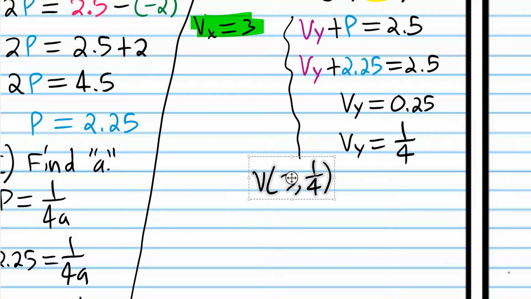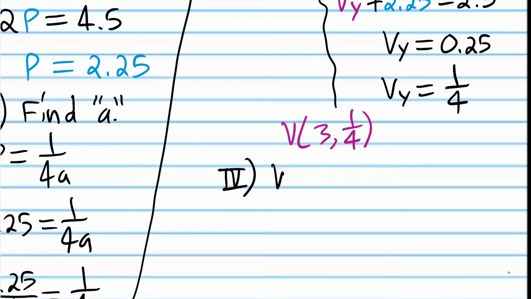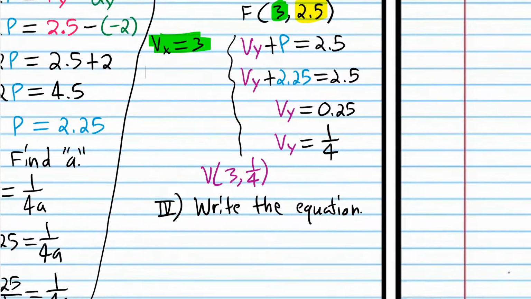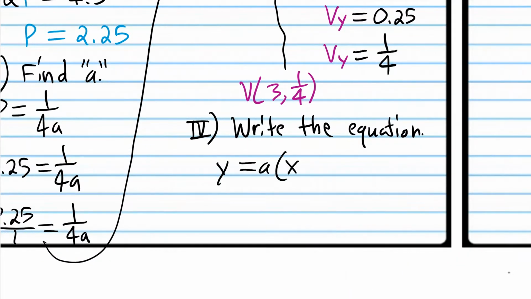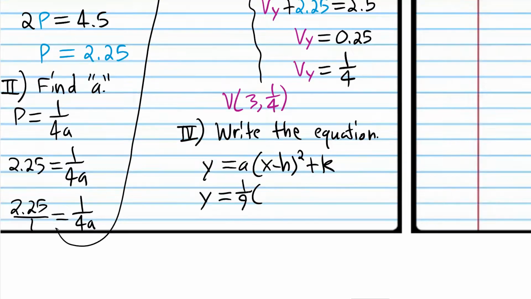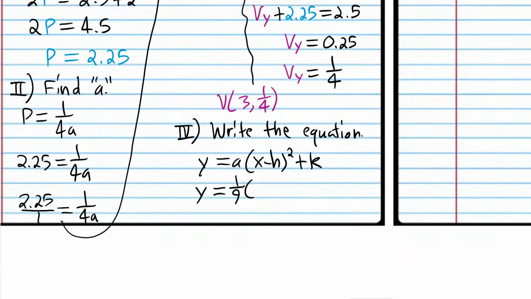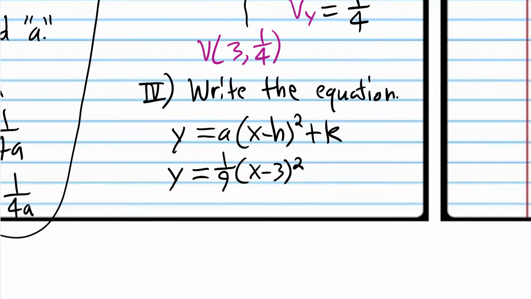And so now that we have the vertex, all we have to do is write the equation. So step 4 is to write the equation. Okay, so again, we're using general vertex form. And we know a is 1/9, if you look up there. And the x value of the vertex is 3, if you look up in the purple there. And the y value of the vertex is 1/4. So that is the answer.